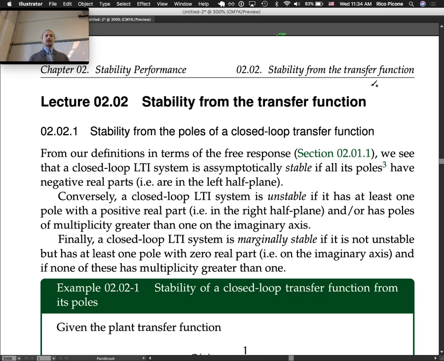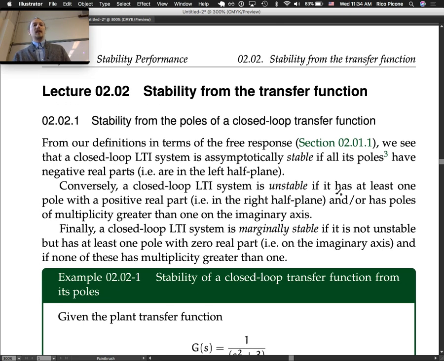So from our definitions in terms of the free response, we see that a closed loop LTI system is asymptotically stable if all its poles have negative real parts. In other words, they're in the left half plane. Remember, we talked about poles being what governs stability before, right? And remember that poles are also equal to what?